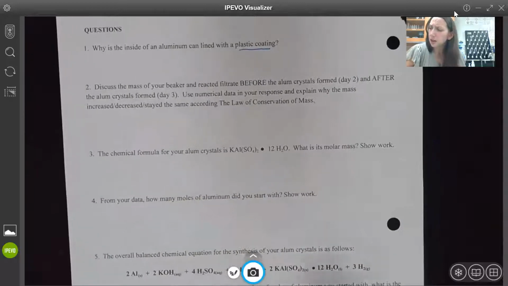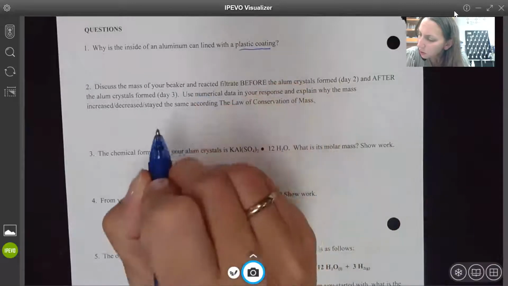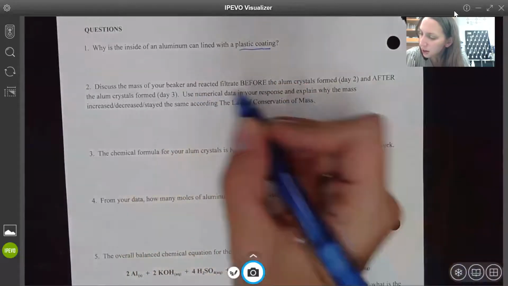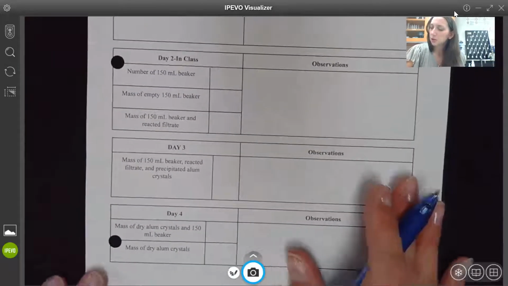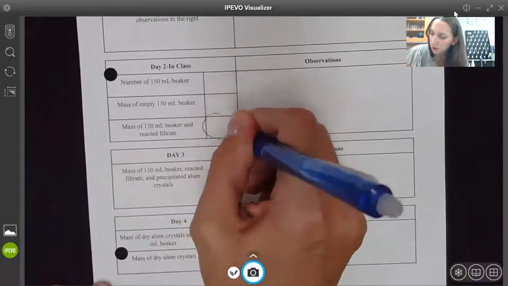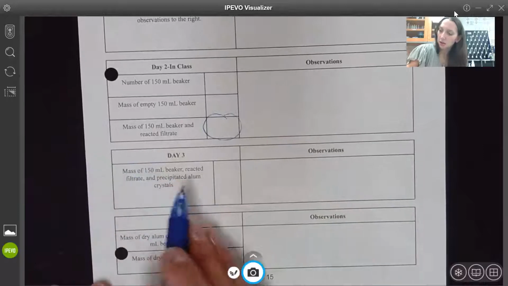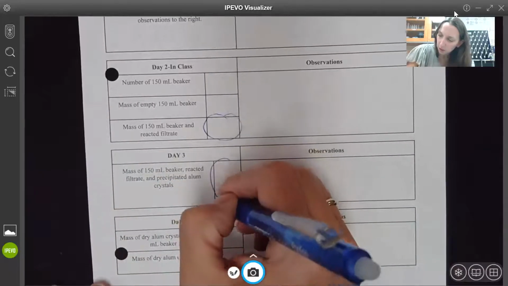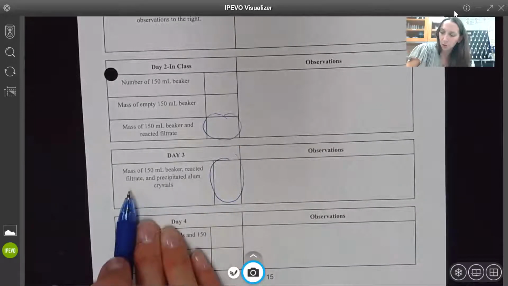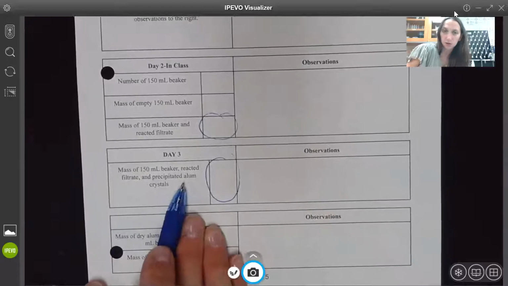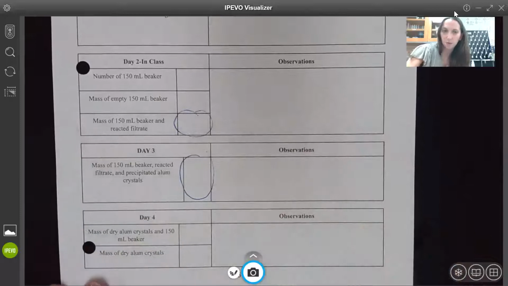So let's find the masses before the alum crystals formed and right after they formed on the data table on the other side. All right, here's your day 2 data, the mass of the 150 milliliter beaker and the reacted filtrate. And then here's your mass for day 3, the mass of the 150 milliliter beaker and reacted filtrate with the precipitated alum crystals. And so that we can see this as a balanced chemical equation, I'm going to write it out for you right now.